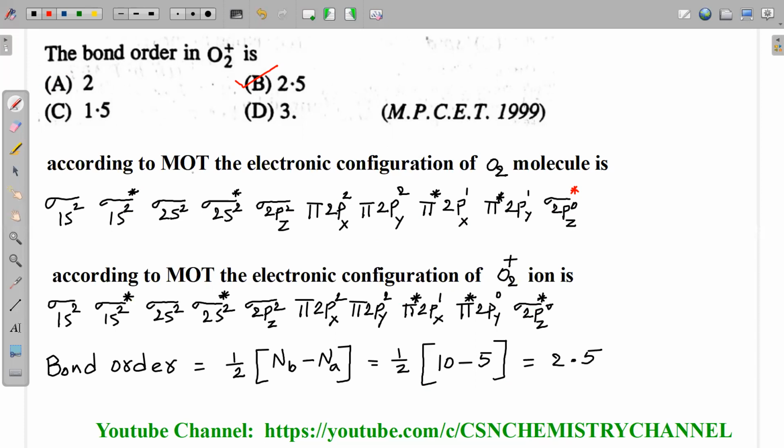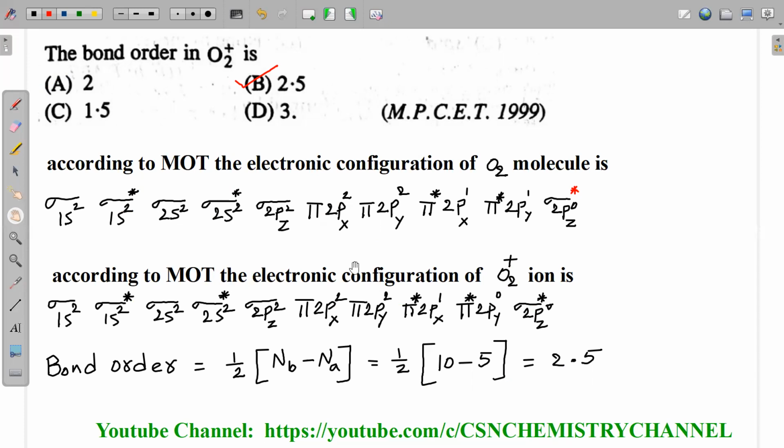Okay, once again, the electronic configuration of O2 molecule is sigma 1s2, sigma star 1s2, sigma 2s2, sigma star 2s2, sigma 2pz2, pi 2px2, pi 2py2, pi star 2px1, pi star 2py1, sigma star 2pz0. So this is the electronic configuration of O2 molecule.